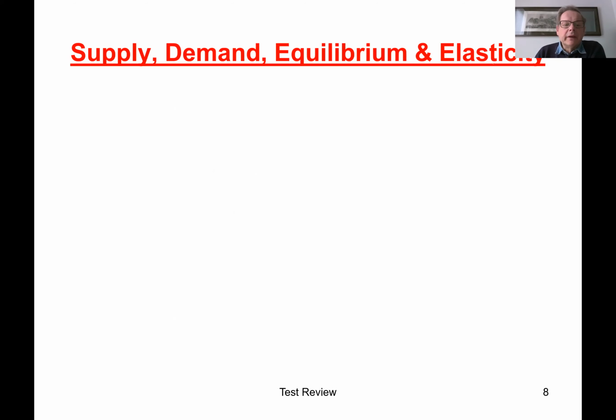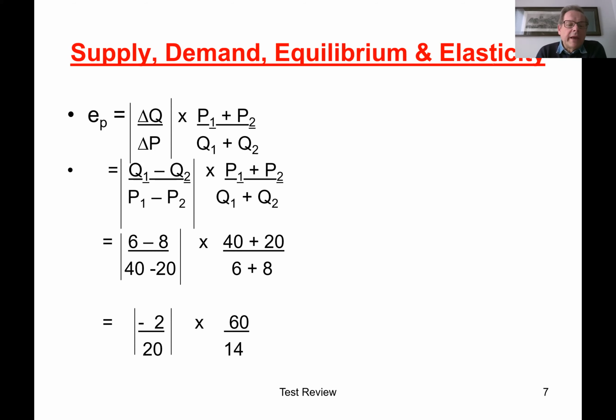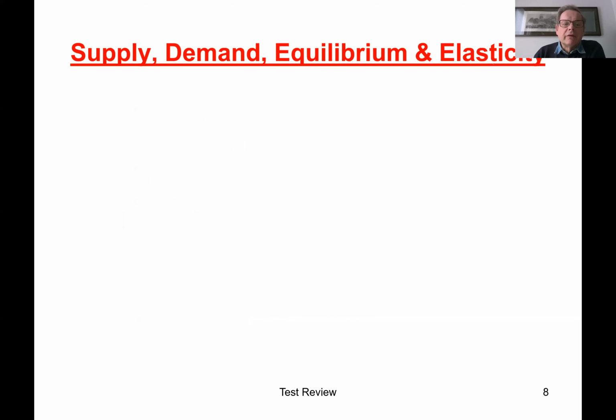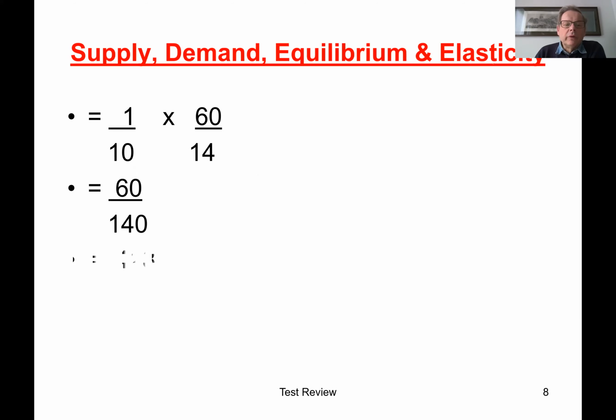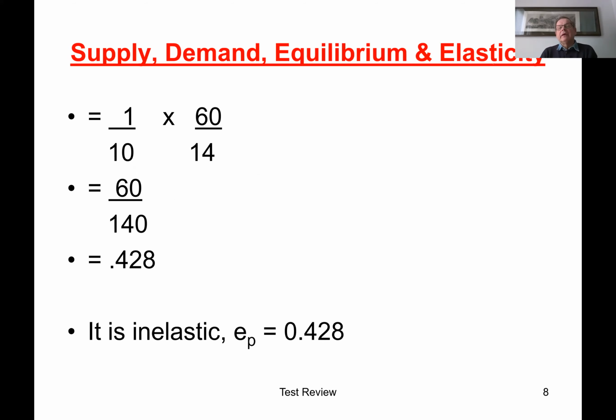And remember here, we had the absolute value of minus 2 divided by 20. The absolute value of minus 2 divided by 20, you have to remember, is positive. Therefore, here we get 1 over 10 times 60 over 40. And we will get an elasticity coefficient of 0.428. It is inelastic. It is less than 1.